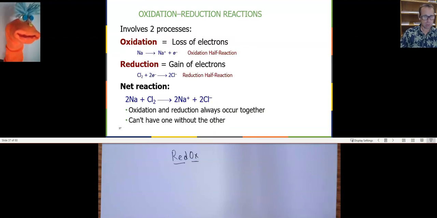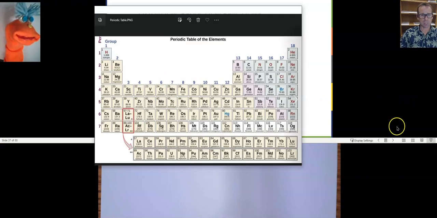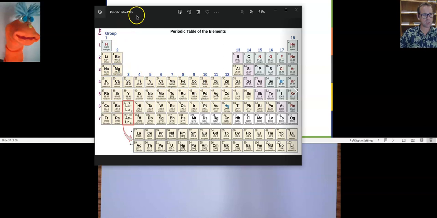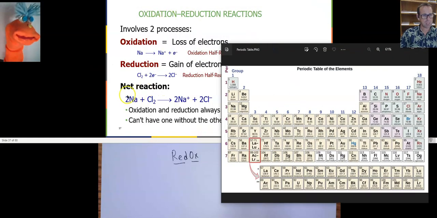For example, sodium chloride is formed from the combination of sodium and chlorine gas. This is a redox reaction. Sodium metal here starts off as just simply Na, which, if you look at the number on the periodic table, you see that sodium has 11 protons. And this species here, there's two of them, but they have 11 protons and 11 electrons.